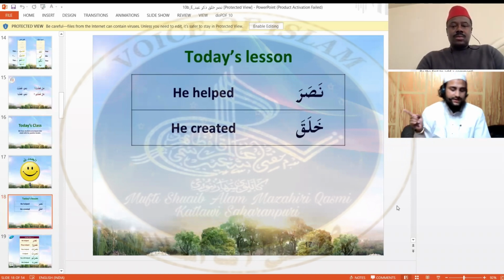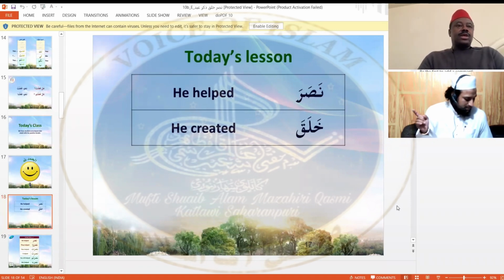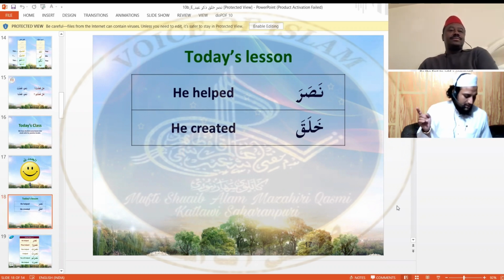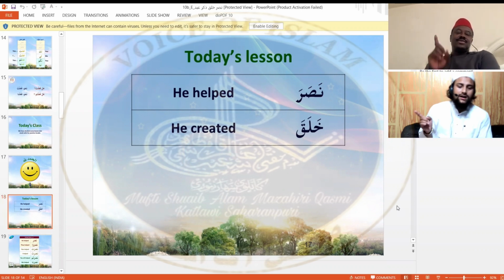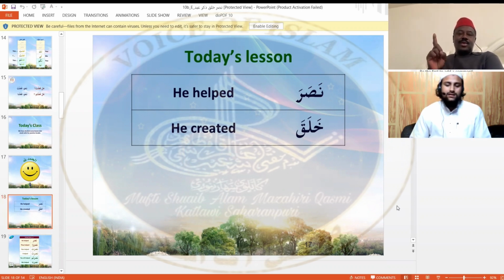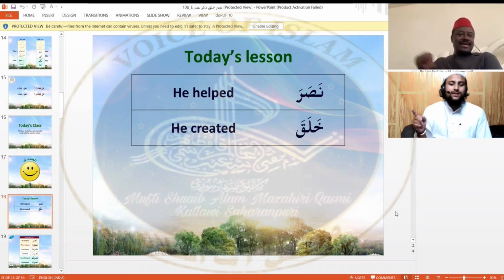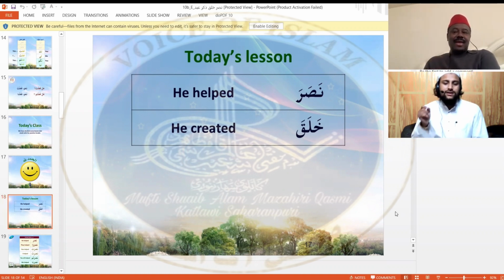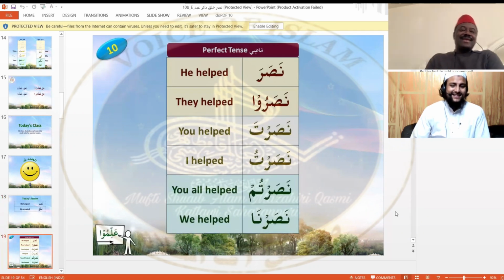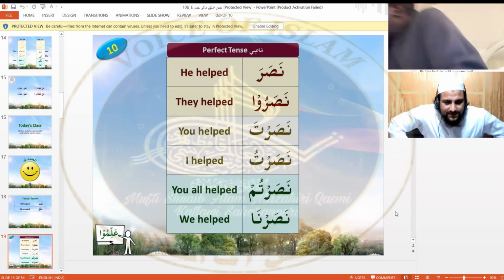Nasara, he helped. And khalaqa, he created. What did he create? Everything. Like khalaqallahu, Allah created kulla shay, everything. Everything we have. Naam. So let's do it.